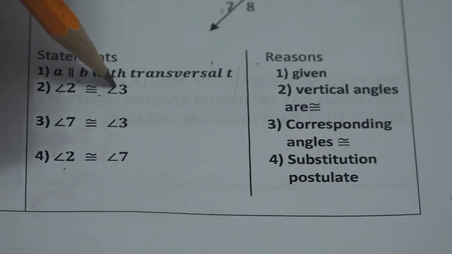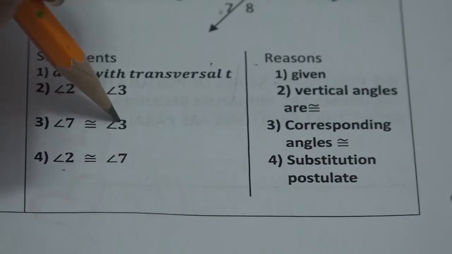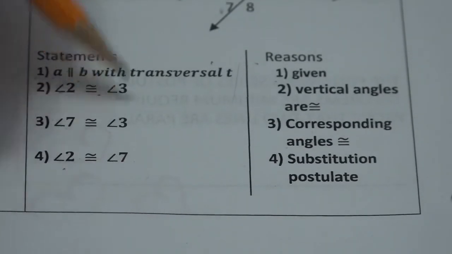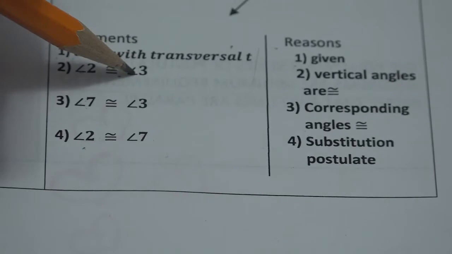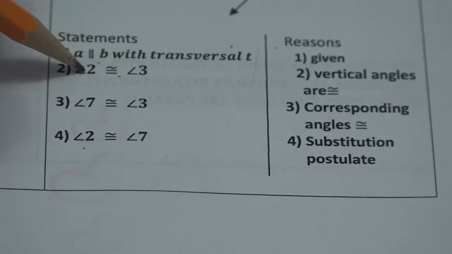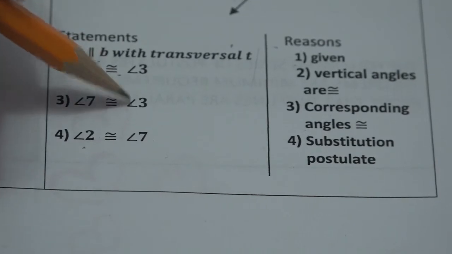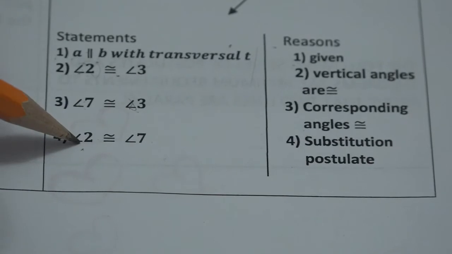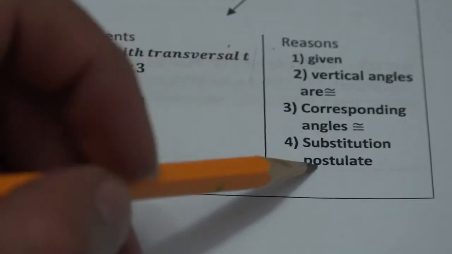So 2 is congruent to 3. 7 is also congruent to 3. So if I substitute 3 with 2, then this 2 comes here. Therefore, angle 2 is congruent to angle 7 by the substitution postulate.